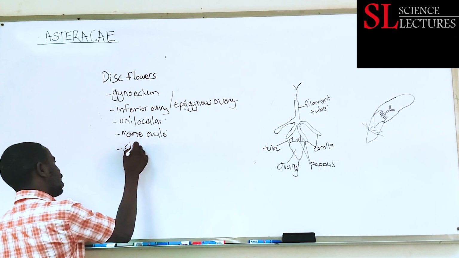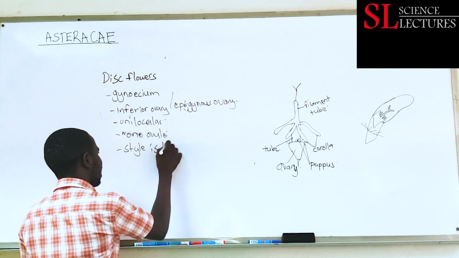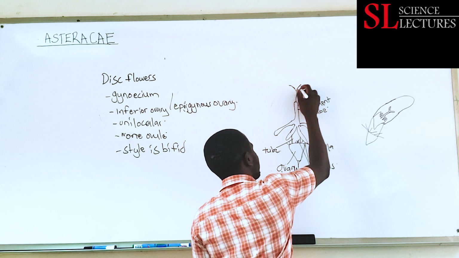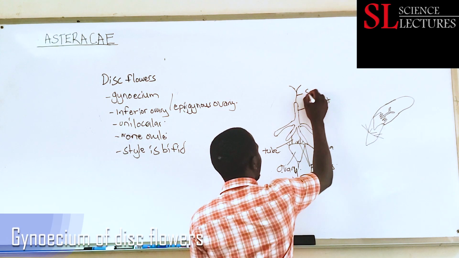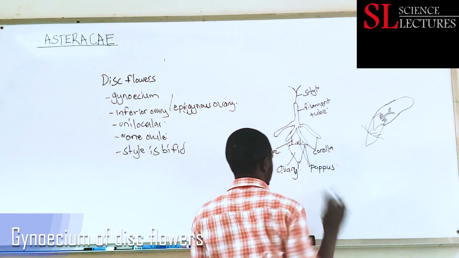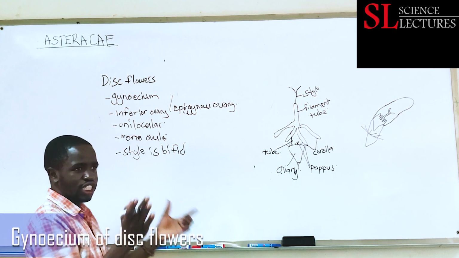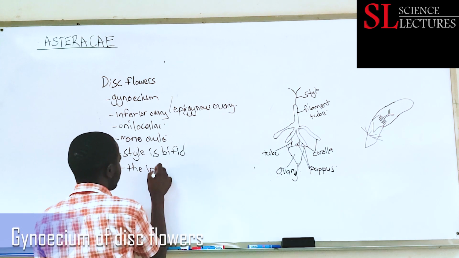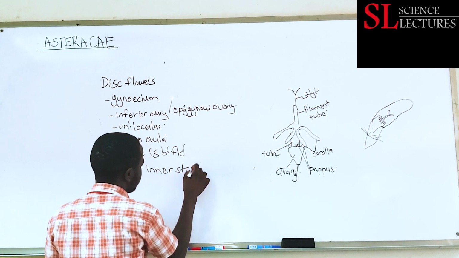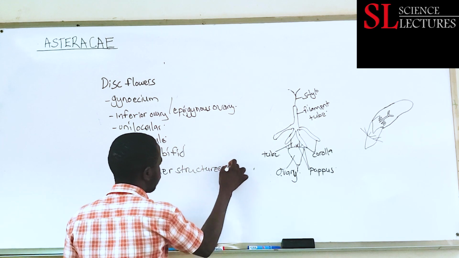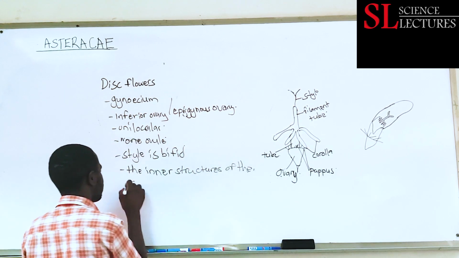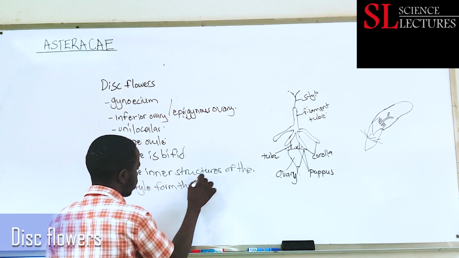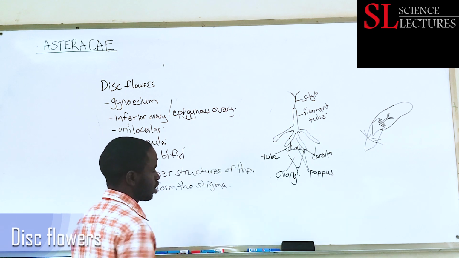Then the style is bifid. So when you look here, we have our style divided into two parts. This is our style, and these are the two parts of the style. Since it is bifid, the inner structures of the style are the ones that form the stigma.